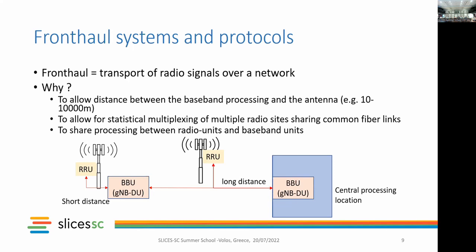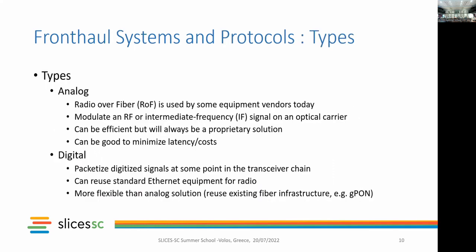And also potentially to share the processing between radio units and baseband units. In this picture, you basically see that if you have a central processing location, it might be serving long distance links for certain radio units. And it might be connected to another baseband unit that is much closer to the actual antenna, depending on the amount of traffic that these different radio units are servicing in the network. But the fronthaul is really that network between the radio and the rest of the processing. Now, there are different types.